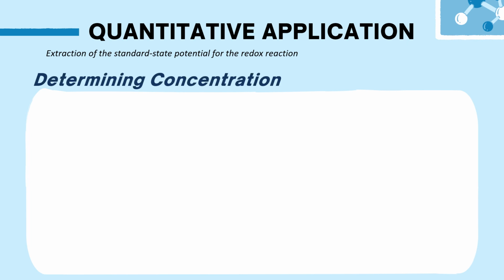So to determine concentration, assume that the redox reaction at the working electrode is given by the equation O plus Ne minus producing R, where O is the oxidized form of the analyte, Ne is the number of electrons in the redox reaction, and R is the reduced form, assuming that initially only O is present in the bulk solution.